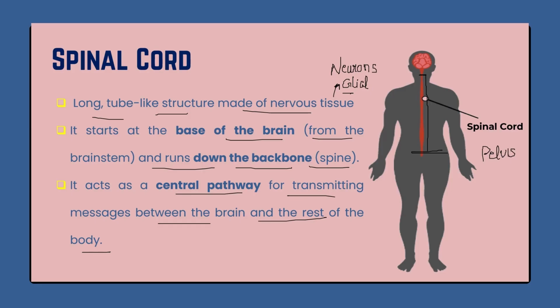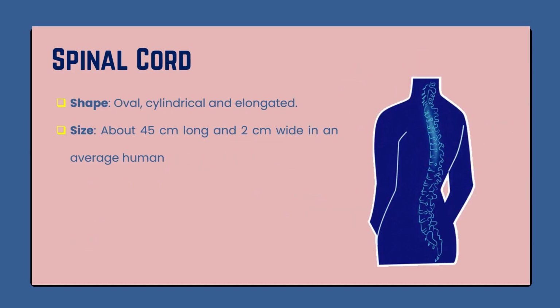All right. Now the shape of the spinal cord is oval, cylindrical and elongated. It's oval in shape, it's cylindrical in shape and it is also elongated. And its size is about 45 centimeters long and 2 centimeters wide in an average human. So this number may vary. This is an average number in general, but this may not be the size of spinal cord in every human being. All right. So that was spinal cord for you.